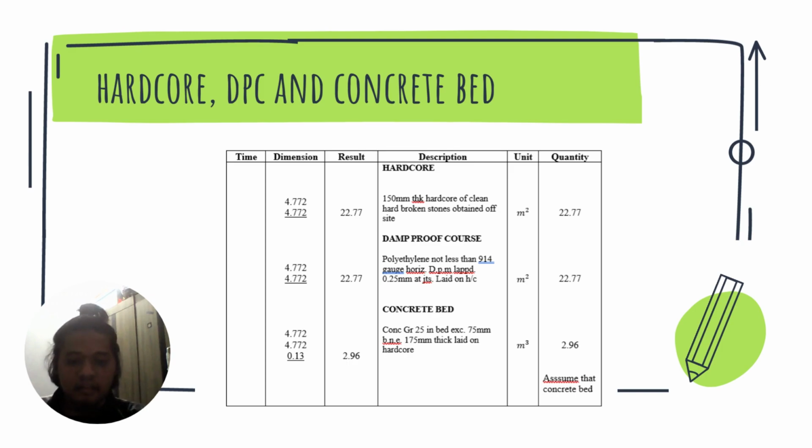And lastly, for the concrete bed 25 in excavation exceeding 0.075 meter but not exceeding 0.175 meter thickness laid on hardcore, and the result is 2.96 and the unit is meter cube.